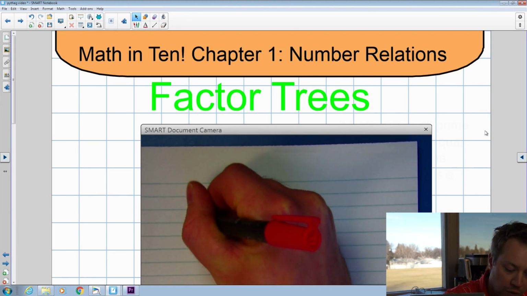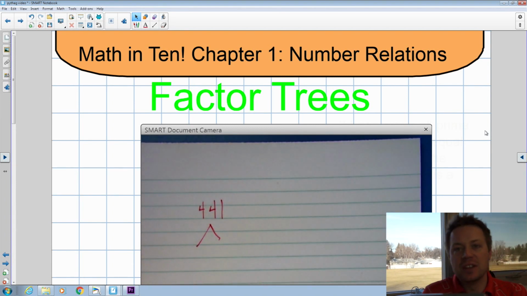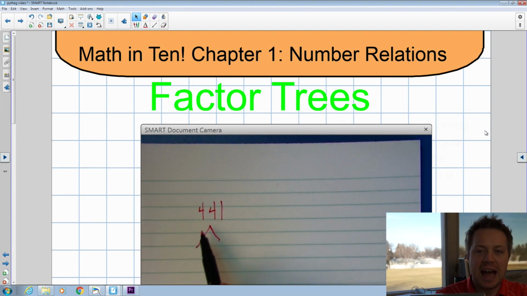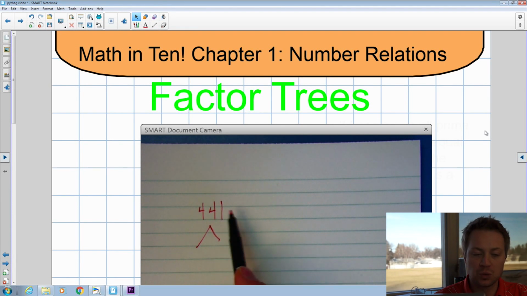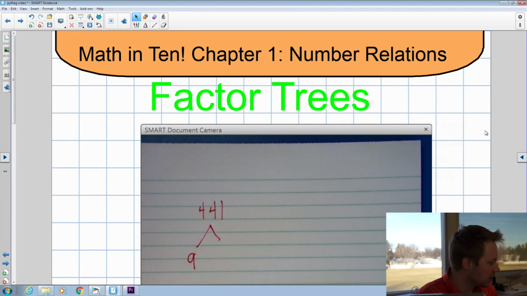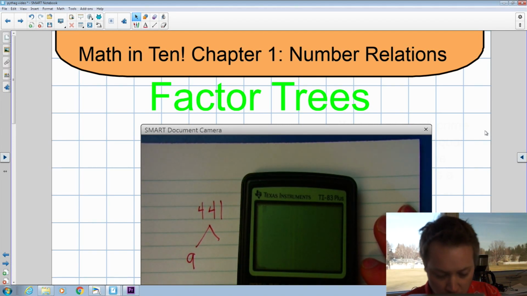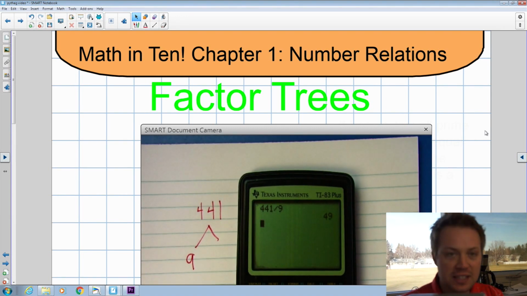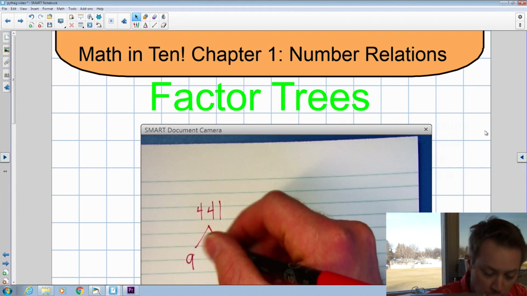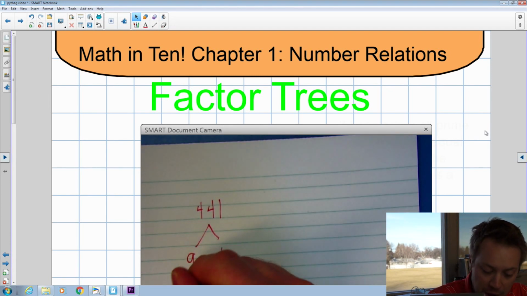So 441 I can write down. I know because of the 9 divisibility rule that anything that adds up to 9, so 4 plus 4 plus 1 equals 9, is divisible by 9. So I'll just say 9 there, and then I'll grab my trusty calculator, and I will figure out what the other factor is that goes with that. So 441 divided by 9, that's equal to 49. So 49 goes here. Now, neither of those are prime numbers, so I can keep breaking them down.